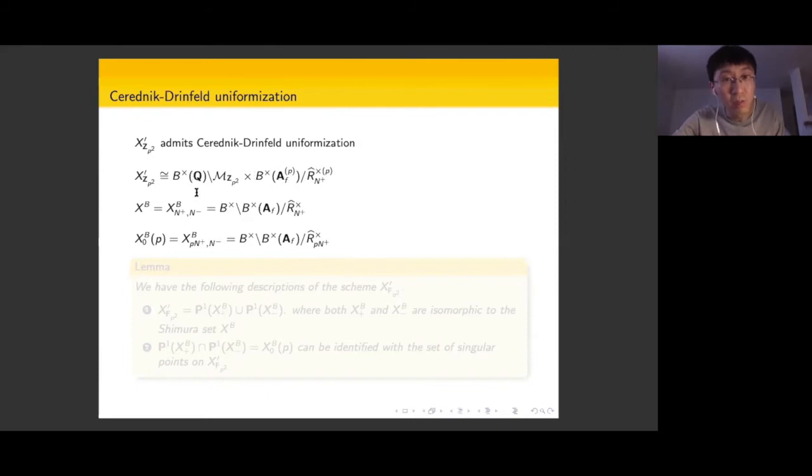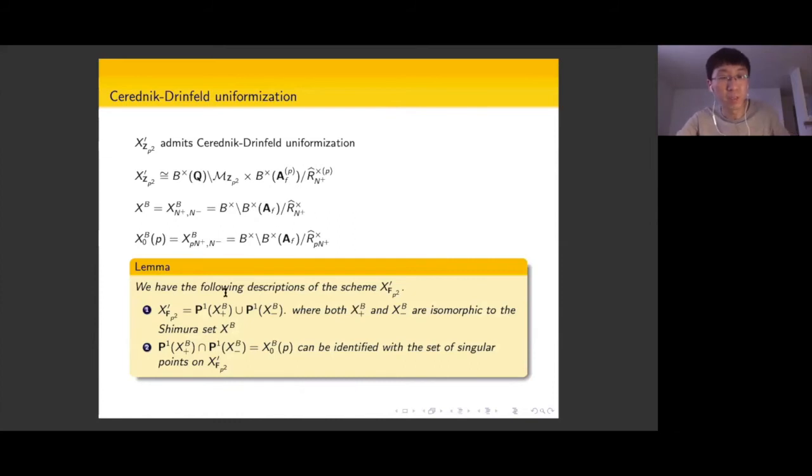This Drinfeld uniformization gives you a convenient way to describe the special fiber of this Shimura curve. By the way, the reason I want to level raise this to Z_P squared is that this becomes a Mumford curve over Z_P squared. I won't explain what Mumford curve means, but here is the description of this special fiber. The special fiber is a union of two P1 bundles over the Shimura set.